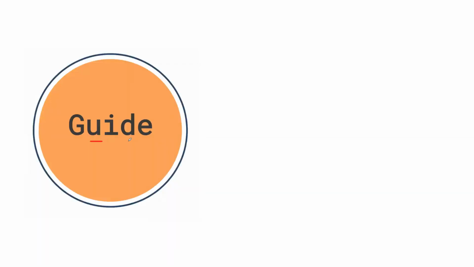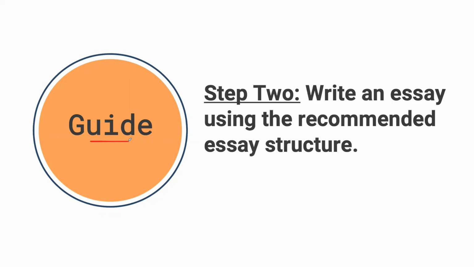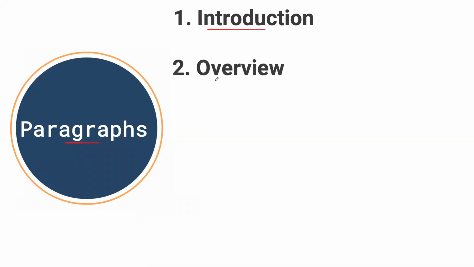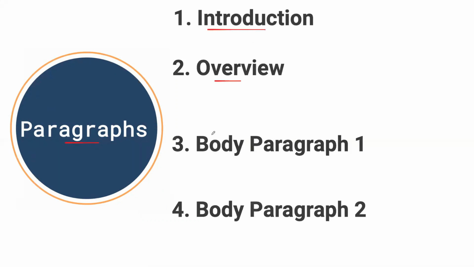Now it is time to go back to our guide and just review step 2, which is writing an essay using the recommended essay structure. You might be thinking, what is that structure? And I'll show you right here. So these are your paragraphs that you're going to use. We're going to look at 4 different sections. The first one, of course, is the introduction. The second is an overview. And then the third and fourth are going to be your body paragraph 1 and your body paragraph 2.